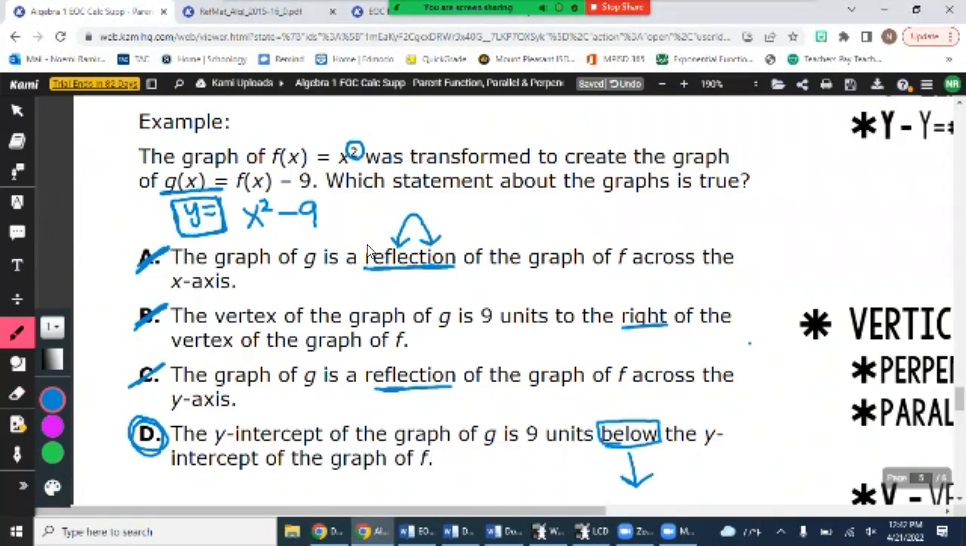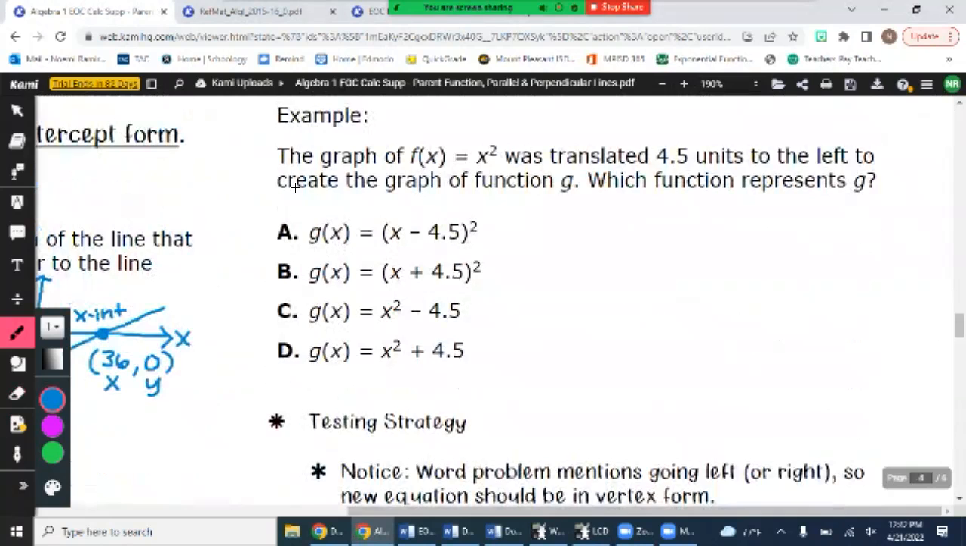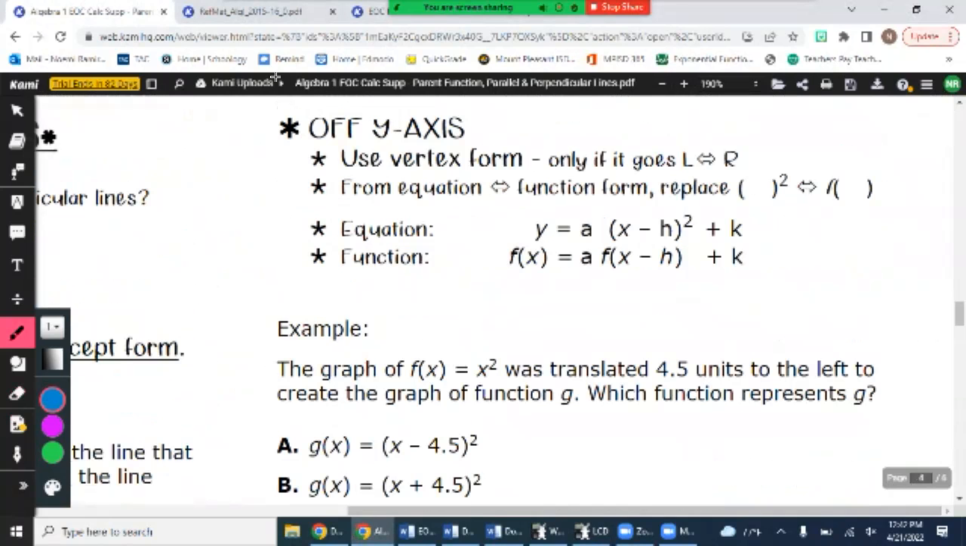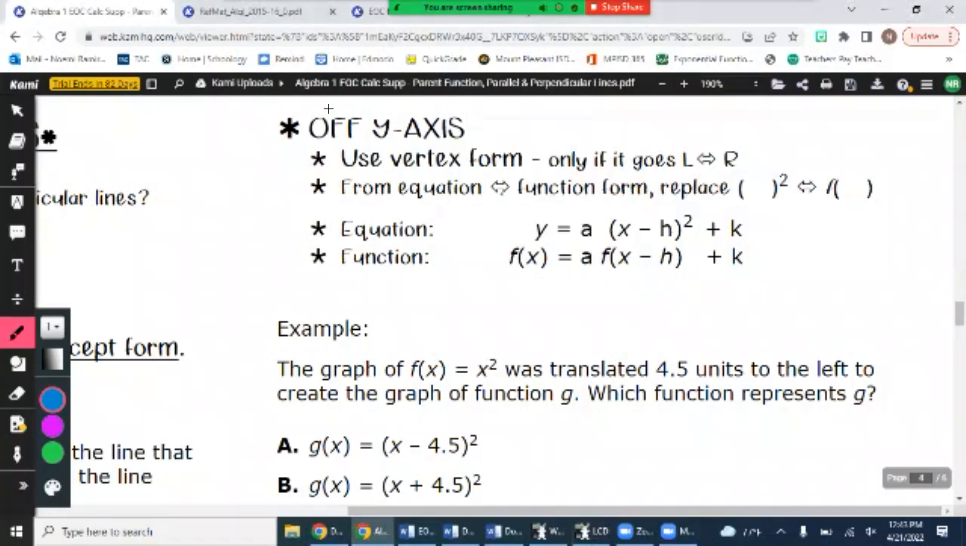This time we have one that in the word problem describes it moving to the left or moving to the right. So if it says anything, or if you have a graph that is not on the y-axis, that is somewhere over here or somewhere over here, that means it's off the y-axis. The vertex is off the y-axis. You're going to use function vertex form. So let's look at vertex form.